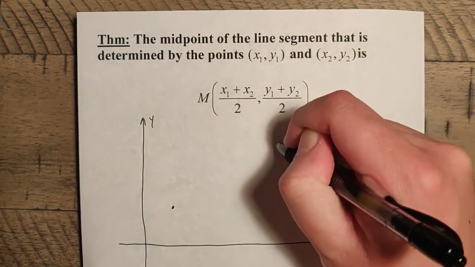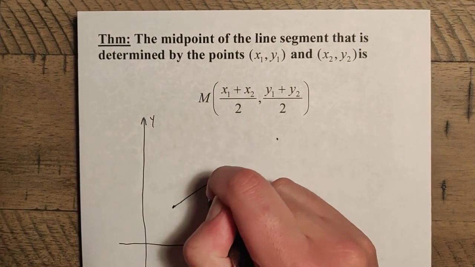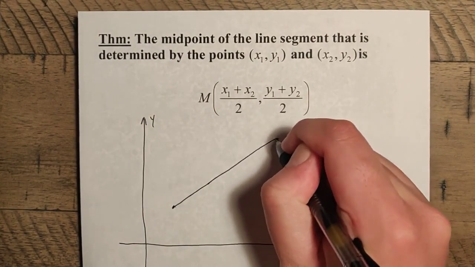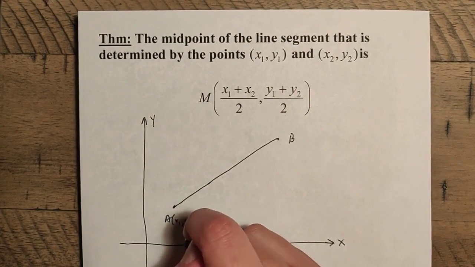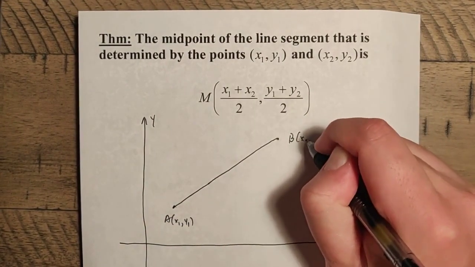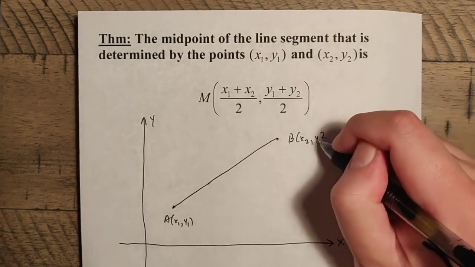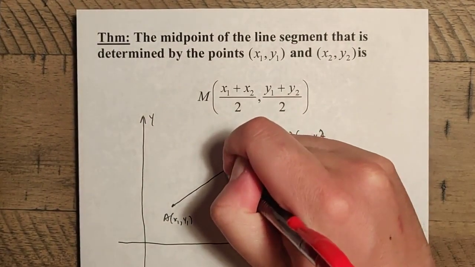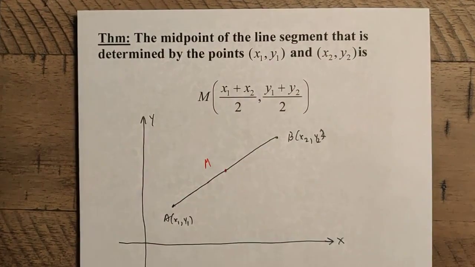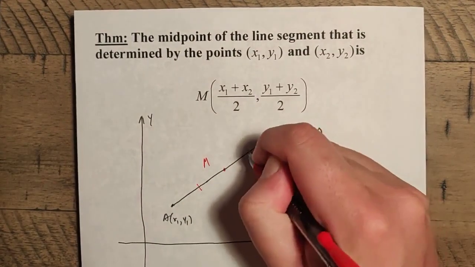So again, we're going to go ahead and plot our points. Just pick 2 arbitrary points. Here's A, here's B, here's x1, y1, and x2, y2. We're going to pick our point M as our midpoint, and we want to determine what's going on here.